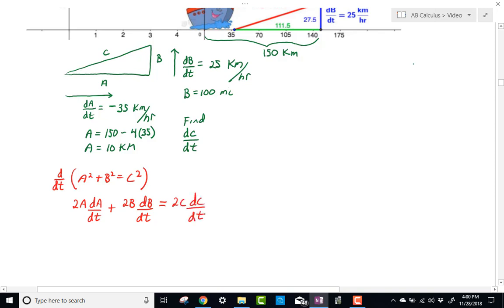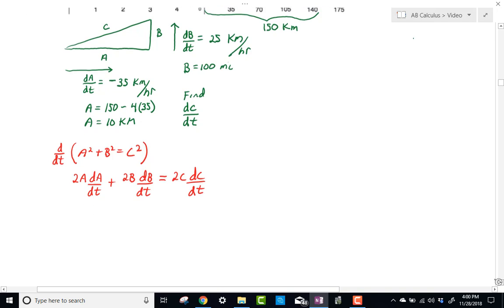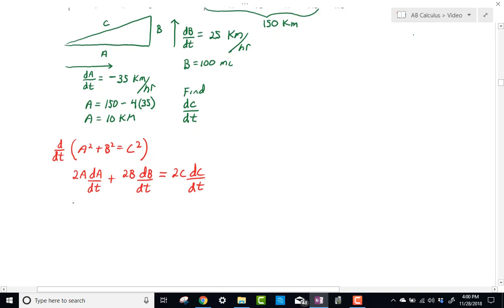So there's my setup. I have 6 variables in that problem. I've got A, dA/dt, B, dB/dt, C, and dC/dt. Now, I know what A equals, I know what B equals, I know what dB/dt is, I know what dA/dt is, I don't know what C is. So I'm going to have to use the Pythagorean theorem to find C.